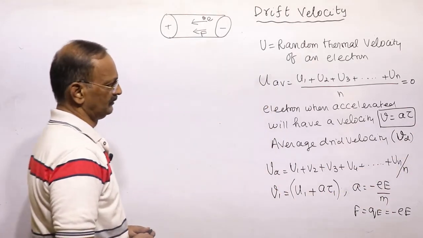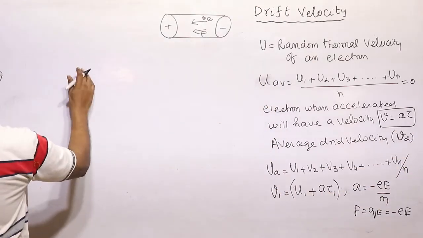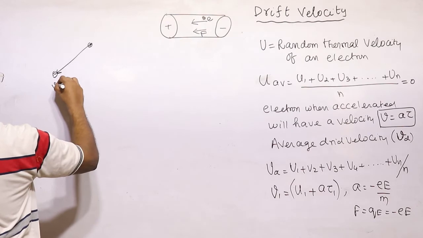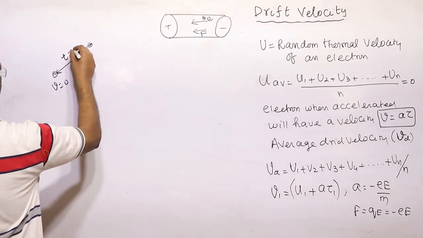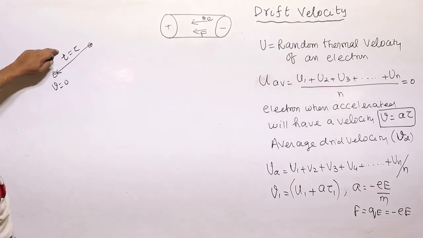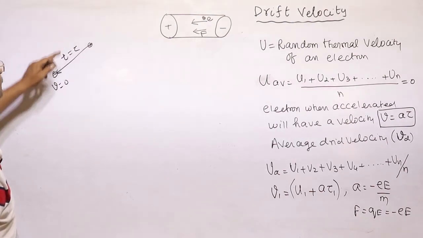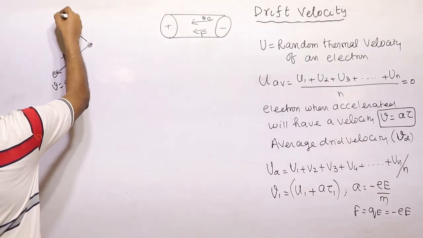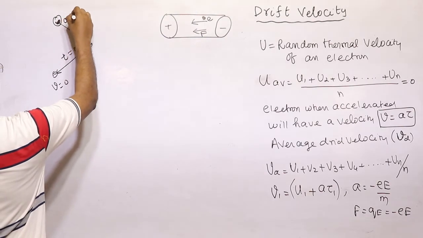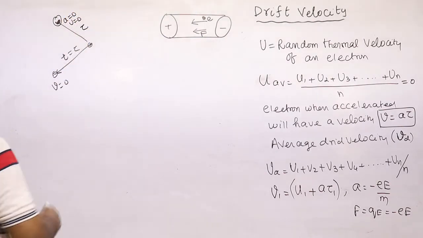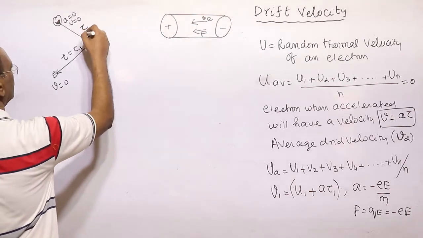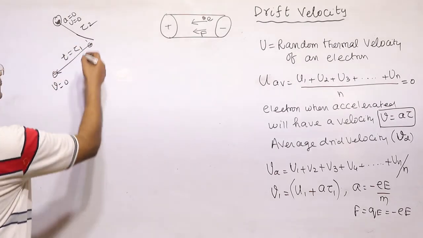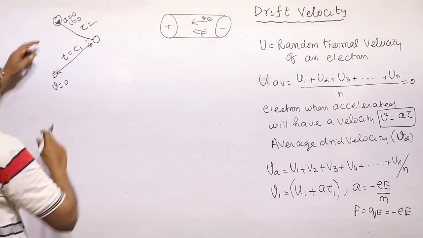for an electron. From here to here, after it collides, velocity becomes 0, but it takes a time equal to tau. This is called the time period, or relaxation time. Another electron goes and hits here, and here also its acceleration and velocity are 0. This is T2 for the other electron. So the time taken between two successive collisions is the relaxation time, and this path is called the mean free path.